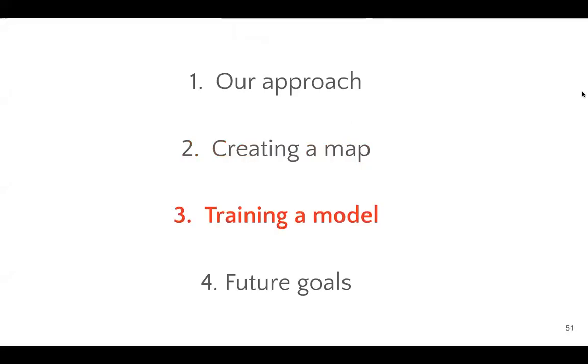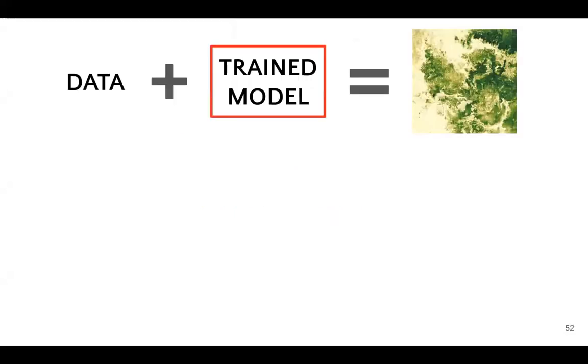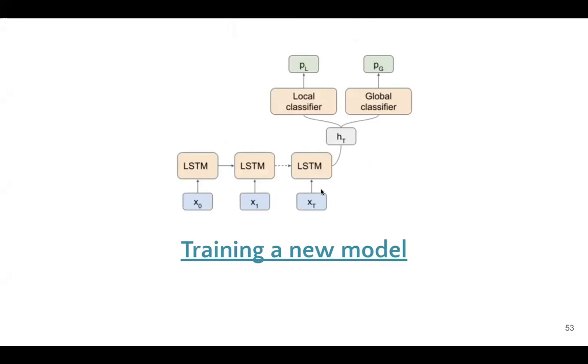Okay, so the next section is training a model. So we had this equation for creating a map, taking data, taking a trained model, combining the two, and we got our map. But how did we get our trained model? We kind of glossed over that portion. That's what this section is going to be about. It's going to be about training a model. And so we're going to do a similar kind of process.